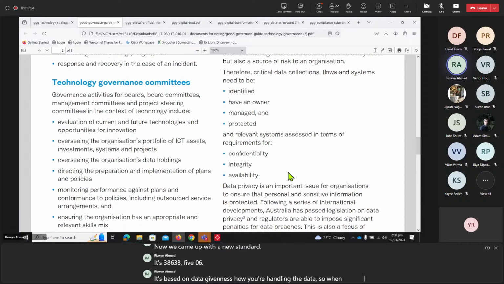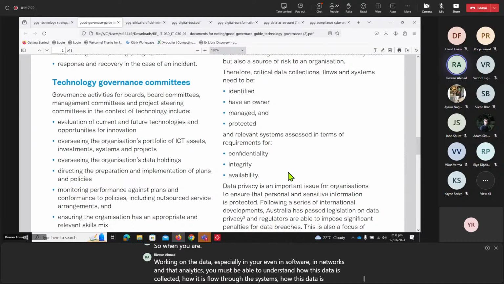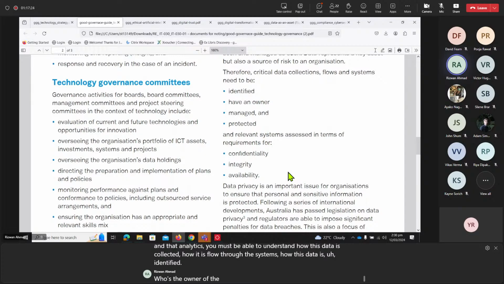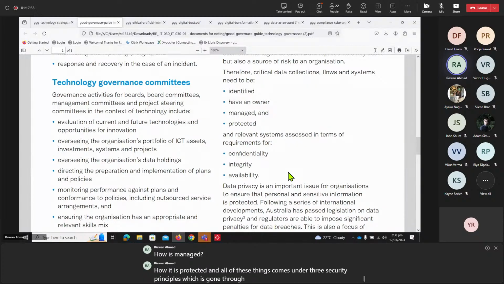When you are working on data, especially in software, in networks, in data analytics, you must be able to understand how this data is collected, how it flows through the systems, how it is identified, who the owner of the data is, how it's managed, and how it is protected. All of these things come under three security principles: confidentiality, integrity, and availability.